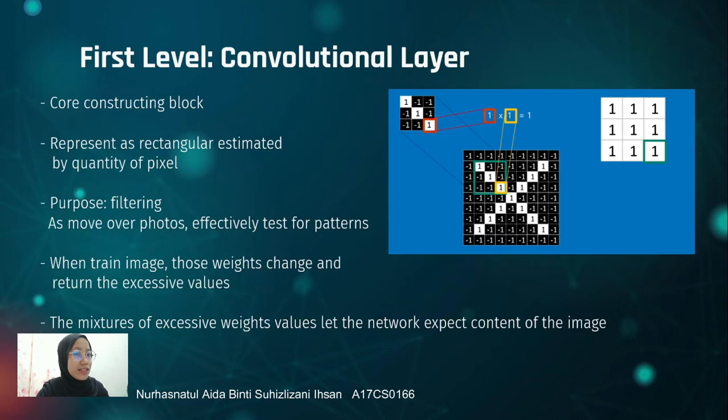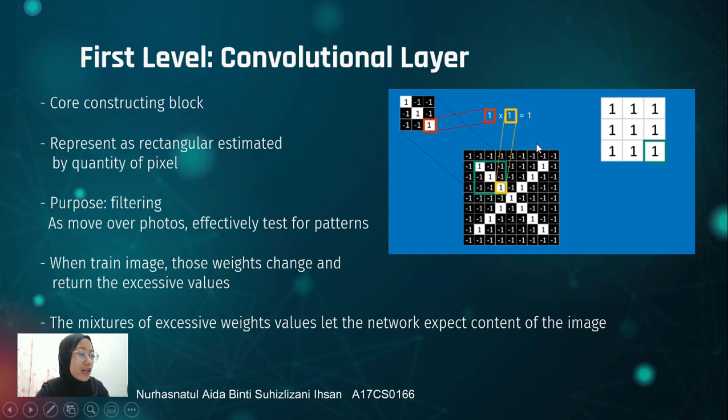Okay, let's discuss. As we have been exposed before to the CNN architecture, the first level is the convolutional layer. It is the core constructing block. It is represented as a rectangle measured by the quantity of pixels. So this is actually filtering. The purpose of filtering is to move over the photo and effectively test for patterns.